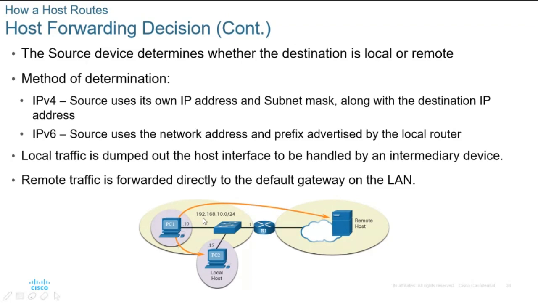This is 192.168.10.0/24. That is the network address. And these are the IP addresses of PC1: 192.168.10.10. This one is .15. And then we have .1, 192.168.10.1.